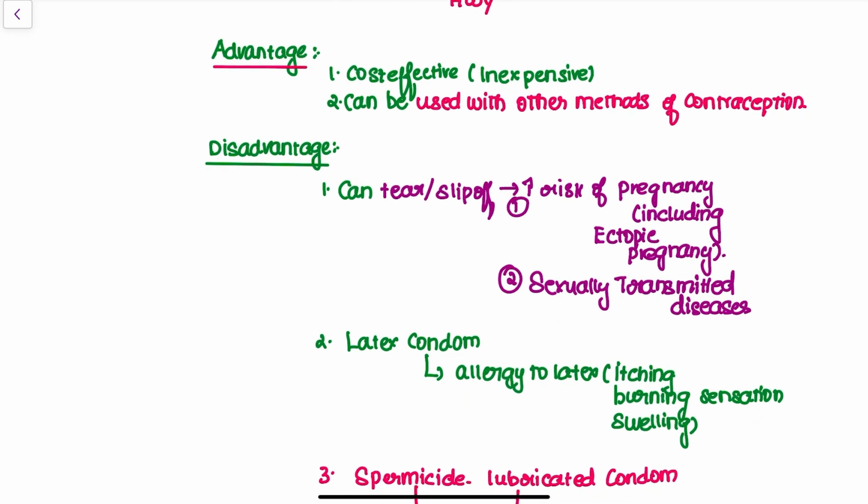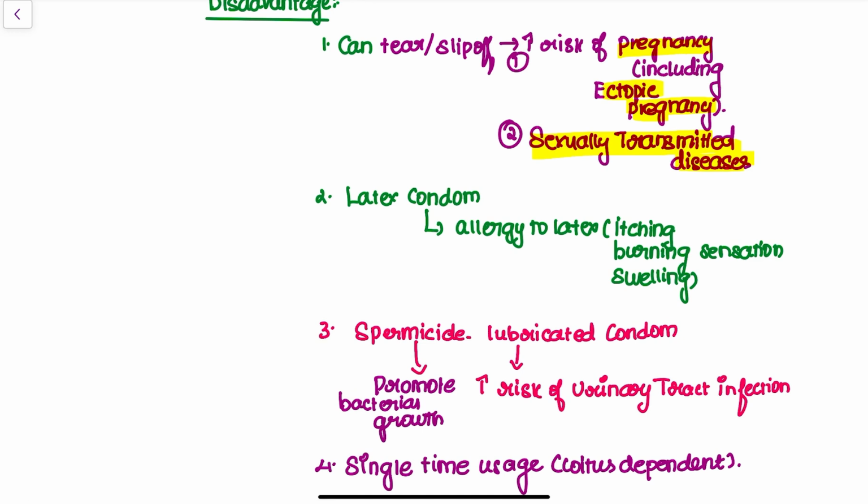The disadvantages, which is the second most important point with respect to the male condom, is that it can tear or slip off. So if the male partner wears this male condom, there are increased chances that it can either slip off or tear during the act of coitus. So if it tears, it is going to result in deposit of the male gamete, that is the sperm, inside the female's genital tract. So there are increased chances for pregnancy, including ectopic pregnancy, and increased chances for transmission of sexually transmitted diseases as well. Is that clear? Yes.